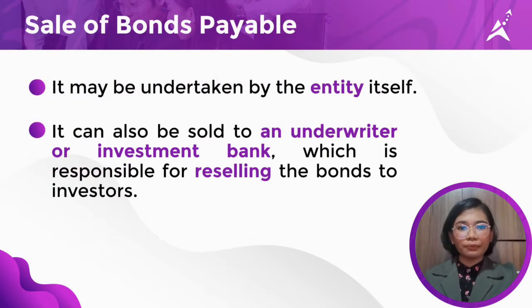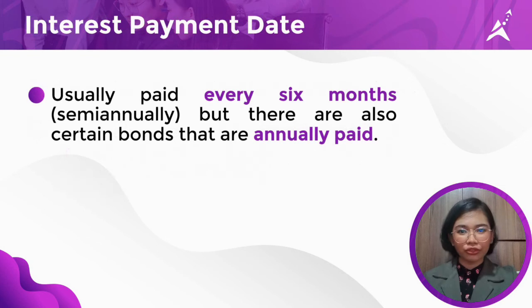In sale of bonds, payable may be undertaken by the entity itself. Pwede sila na mismo directly magbenta or with the help of underwriter or investment bank. They will be the one responsible for reselling the bonds to investors. When an entity sells a bond issue, they need to make sure to pay the principal and the interest according to the indicated maturity date. Usually, interest is paid every 6 months or semi-annually and annually.